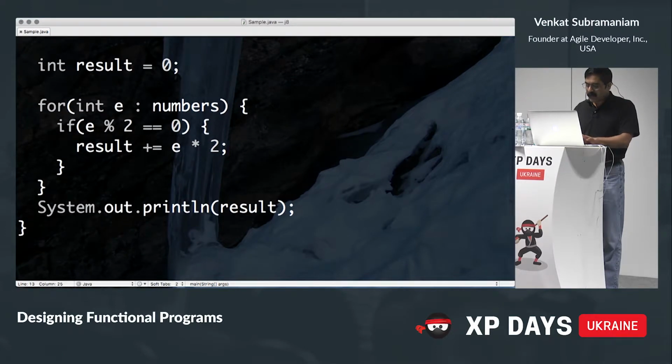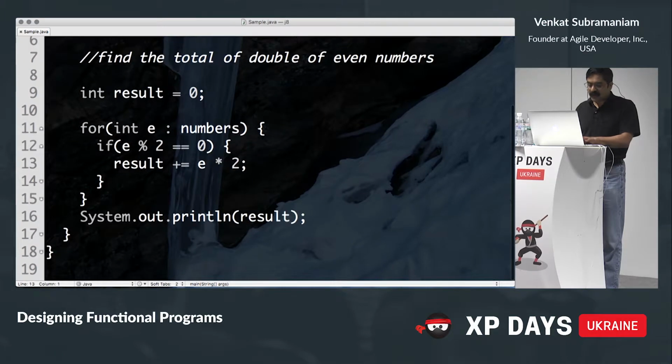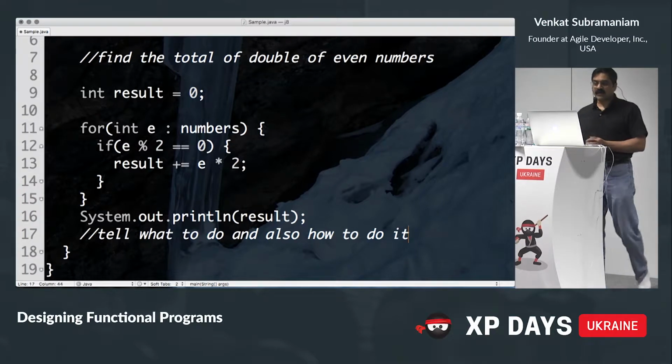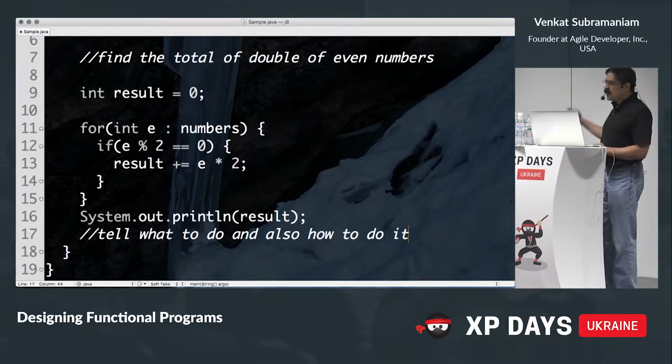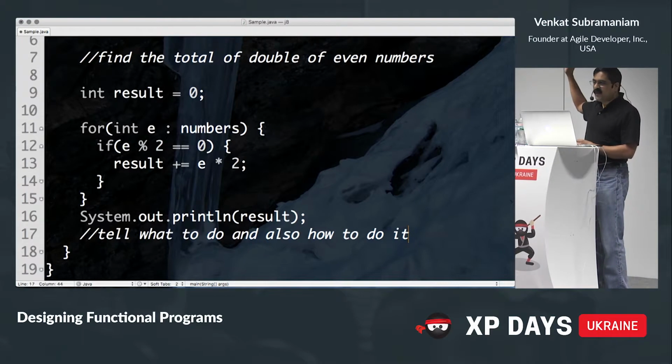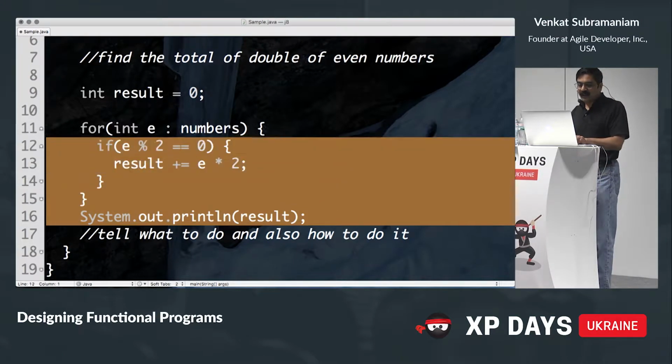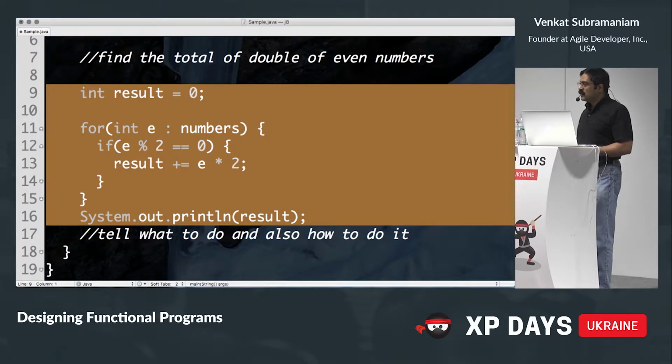This is, of course, what we know as imperative style of programming. So what is imperative style? Like I mentioned earlier, you tell what to do and also how to do it. That is imperative style of programming. Anyone who has written code like this before? Every one of us, isn't it? But the more important question is, how do you feel when you write code like this? Real dirty, right?